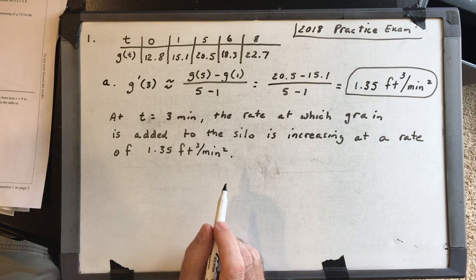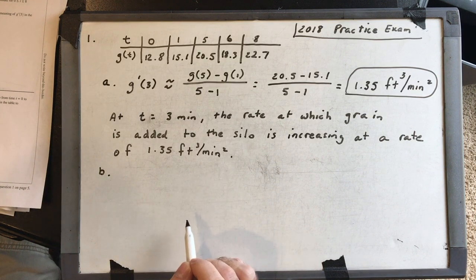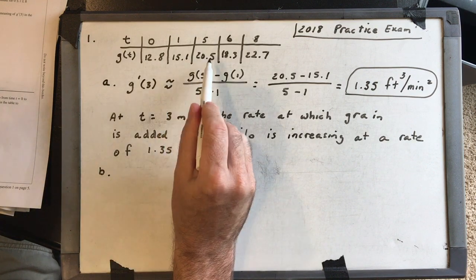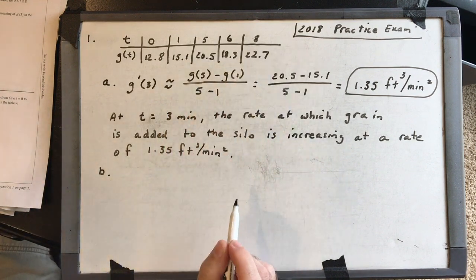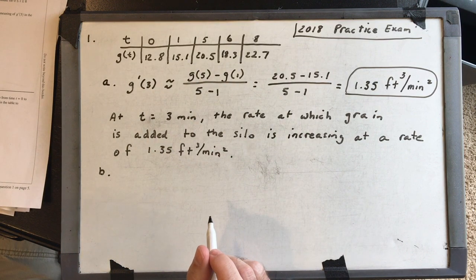Okay, part B, I think I can fit at the bottom of the whiteboard here. It says, write an integral expression that represents the total amount of grain added to the silo between time t equals 0 and t equals 8, and use a right Riemann sum with 4 subintervals indicated by the data in the table. So we're going to be using the right sides of each one in this table. I definitely think this is fair game on the test. I could see them giving you something like this.